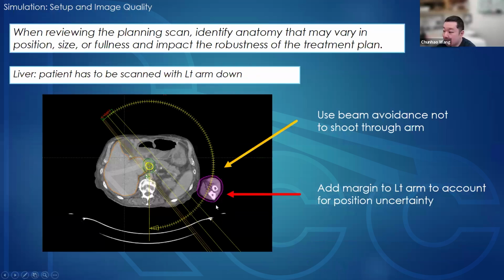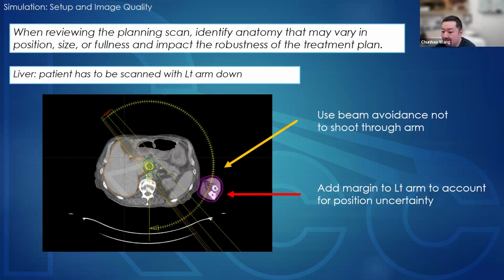So this is an example of external anatomy variation. This is a liver patient, a 90-year-old, and the patient had a problem with the left arm. The patient wasn't able to bring the arm up, so the patient was scanned with the arm down. In this case, we are treating the liver nodal region. The target is in the middle of the body, so for liver sparing purposes, we are shooting the radiation from the left side. But we have the left patient arm down.